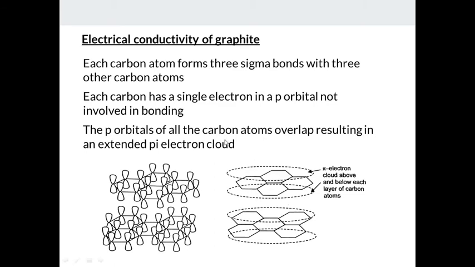We also observe that graphite is an electrical conductor. To understand why, we have to understand that each carbon atom has a single electron stored in a p orbital. So the p orbitals of all the carbon atoms can overlap, forming an extended pi electron cloud.